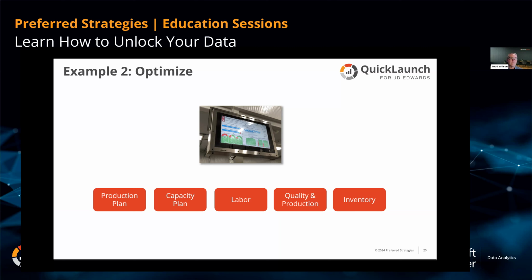Same's true for just about any area. We have one customer production company that did the same. They pulled that data into Quick Launch, started analyzing that, and in their production process, they were able to identify some key factors that, once they modified them, they were able to achieve over $8 million to their bottom line in the first year, and even more in subsequent years.